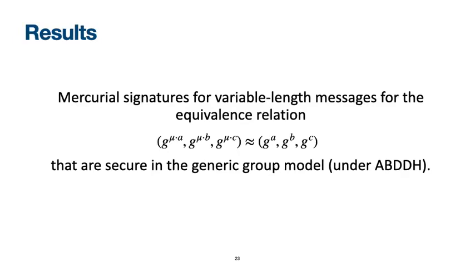So just to sum up, our result is that we were able to construct Mercurial signatures for variable length messages for this particular equivalence relation. And we've proven them secure in the generic group model under the asymmetric bilinear decisional Diffie-Hellman assumption.